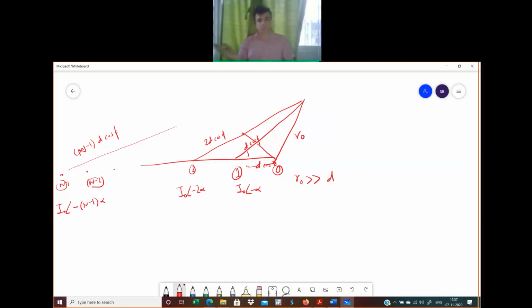The 0th element has I0 at 0 degree. The first element is I0 minus alpha degree. The second element is I0 minus 2 alpha degree. The n minus 1 element will have I0 minus n minus 1 alpha degree. Is it okay? This is how we excite the n elements of the array. Okay? Is it okay? Right?